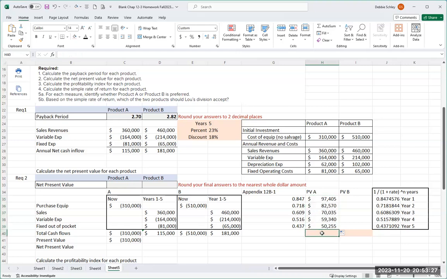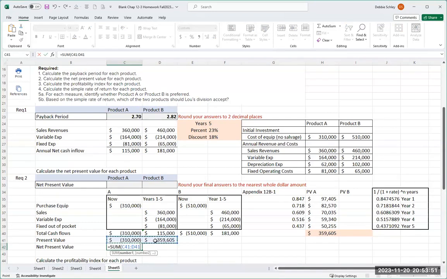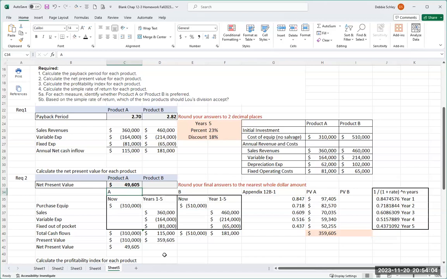And then I can take equals sum of those numbers. So that gives me the present value for A of 359,605. So my net present value equals the sum of the outflows and the inflows. So net present value of A is 49,605. So that is the answer for required 2 of A.